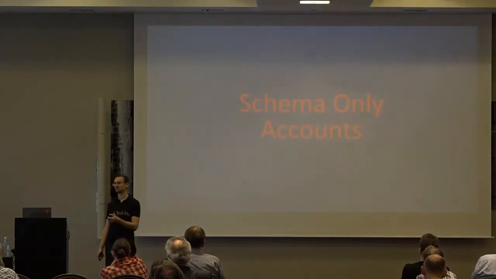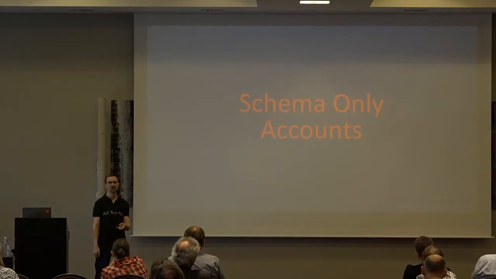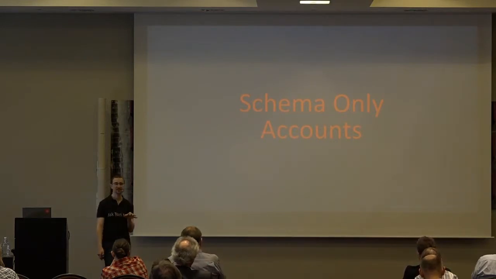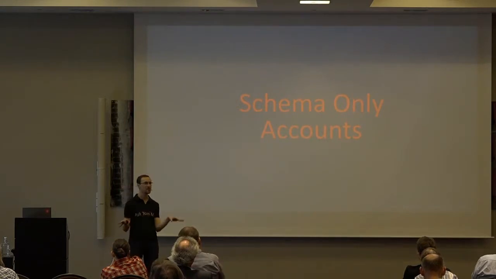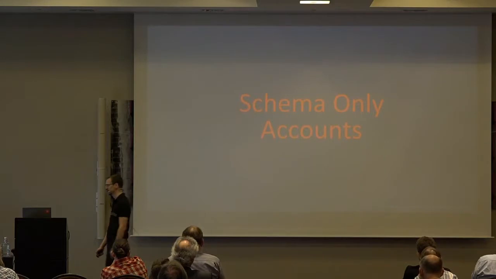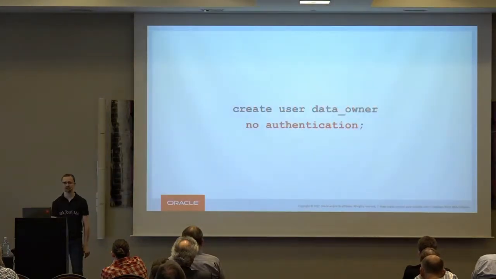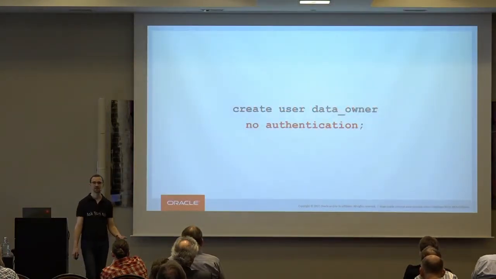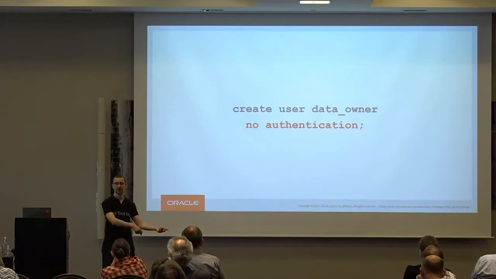So in 18c, we've done this with schema-only accounts. These are users which literally have no password. There is no way to log into these users. So how do you do that? Well, you just create the user with no authentication. You see, we've got no password, no way to get in.